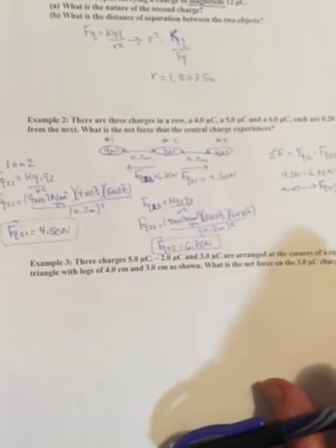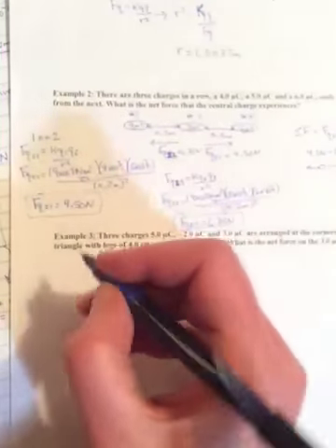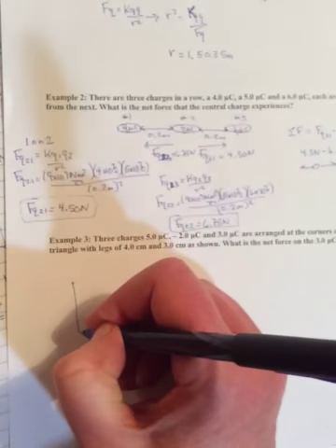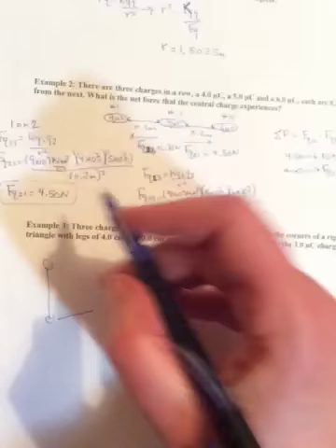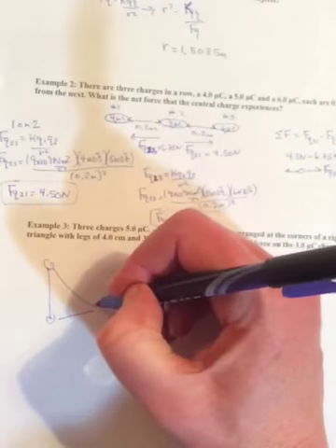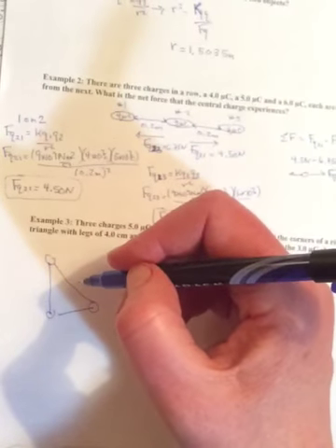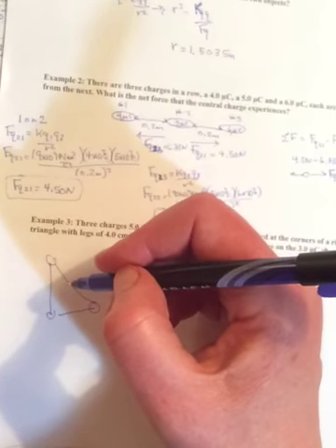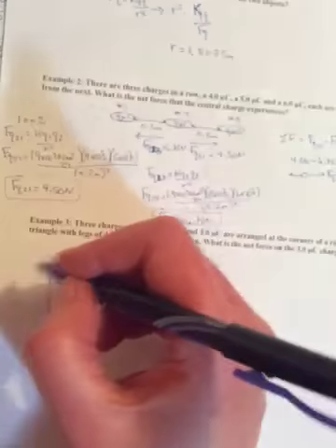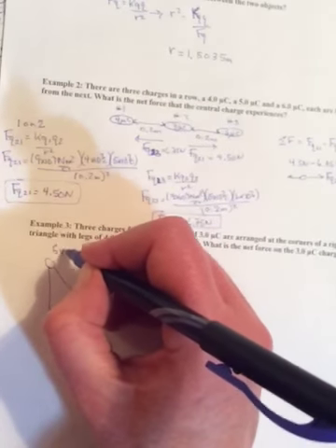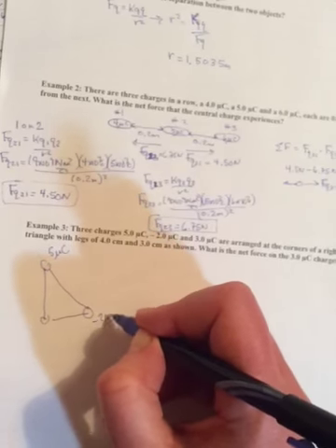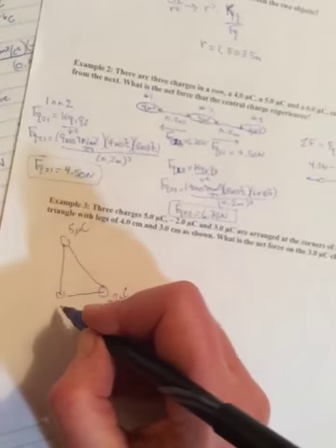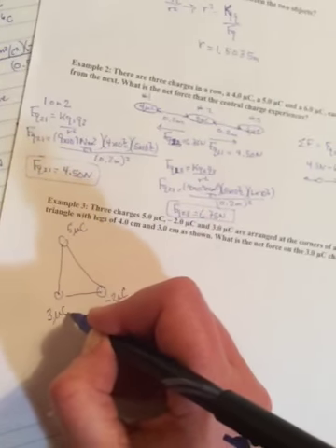Example number 3 is going to be a little tougher because it's not a straight line. It's in a triangle. Alright, so the triangle is a right angle triangle, like this. And it says there are 3 charges at the corner. It does say as shown. So let's put the 5 microcoulomb one up here, the negative 2 microcoulomb one down here, and the 3 microcoulomb one at this spot.